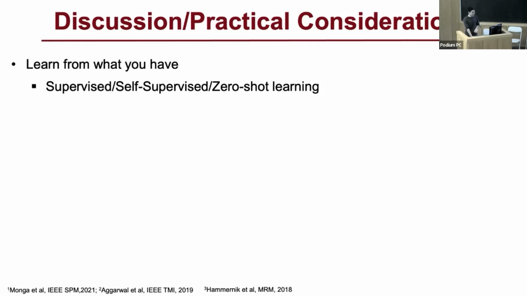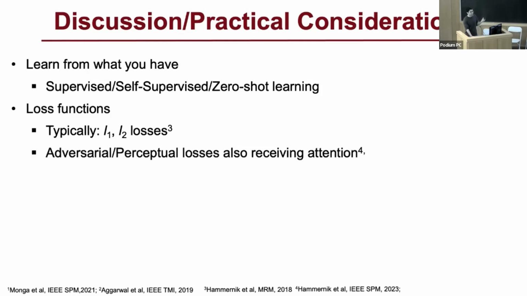But there are also some practical considerations that we need to keep in mind. One of the main things is how we design those loss functions. We tend to use L1 and L2 loss, but using perceptual losses is really important because they might be closer to human perception in how we actually see those images.